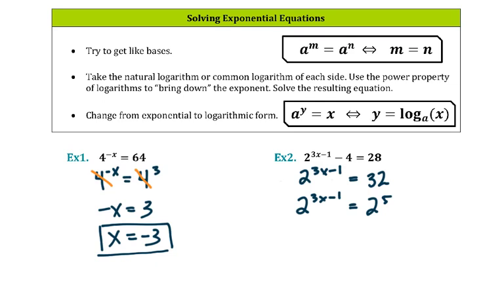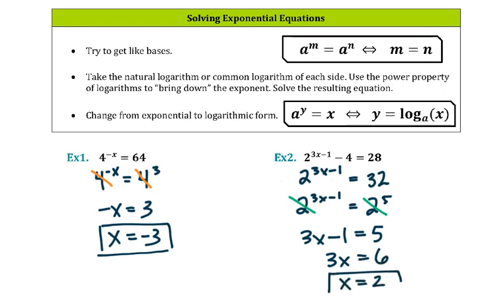And now we have one base equal to one base. The bases are the same, so we drop the bases, and I end up with 3x minus 1 equals 5. Add the 1. 3x equals 6. Divide by 3. x equals 2.